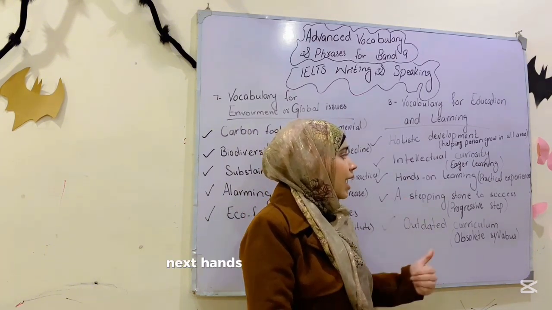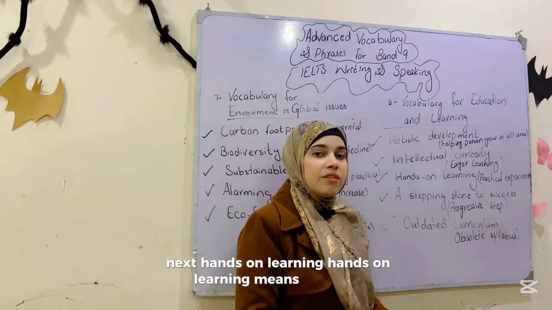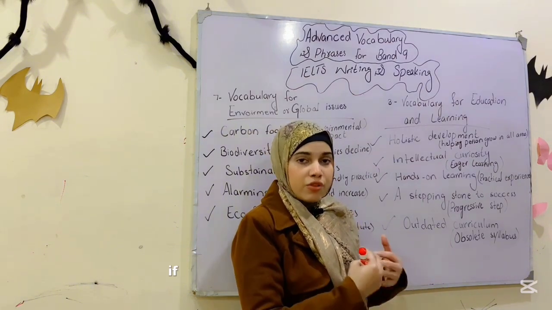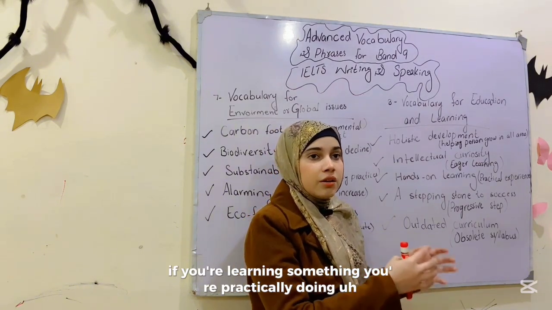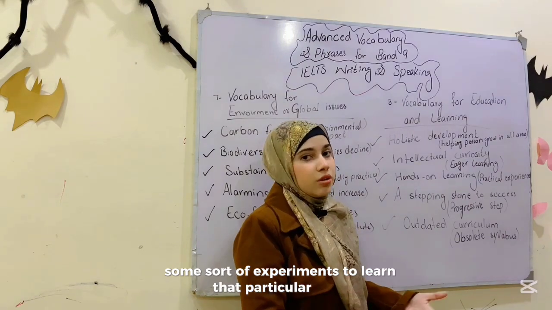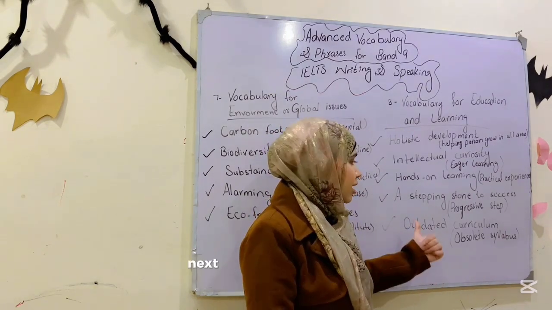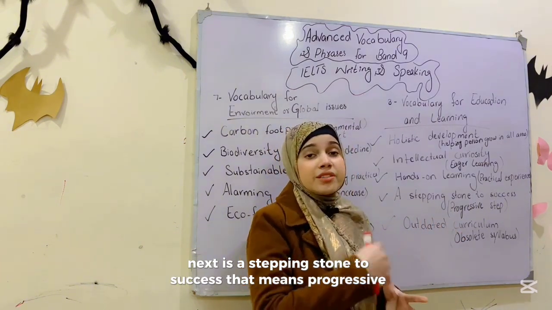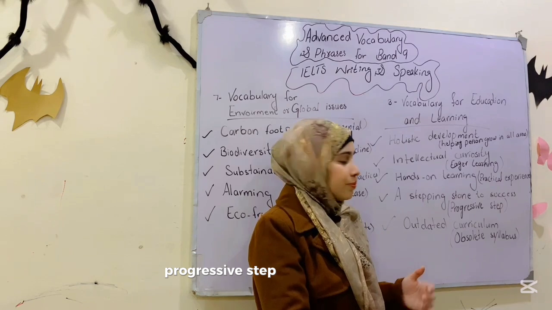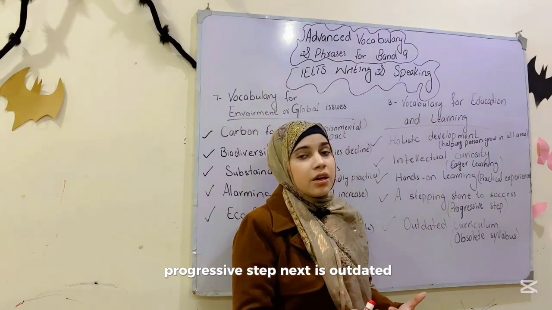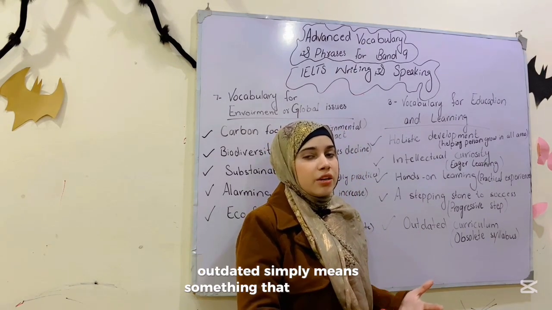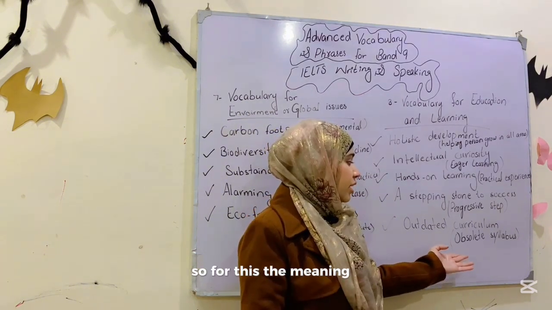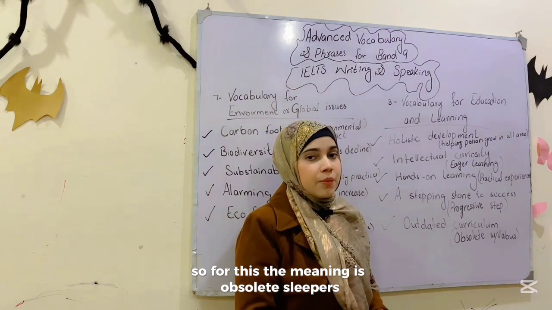Okay. Next, hands-on learning. Hands-on learning means practical experience, or doing something. If you're learning something, you're practically doing some sort of experiments to learn that particular thing. Okay, so practical experience. Next is a stepping stone to success. That means a progressive step. Next is outdated curriculum. Outdated simply means something that is not in use, something that was classical or old. So for this, the meaning is obsolete syllabus.